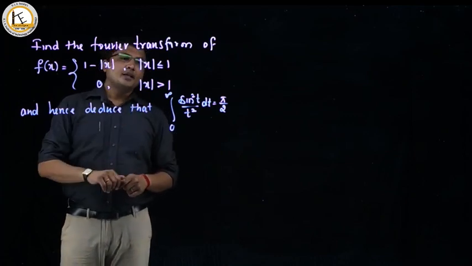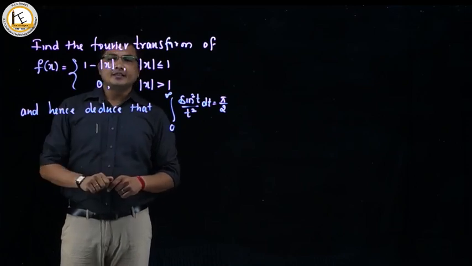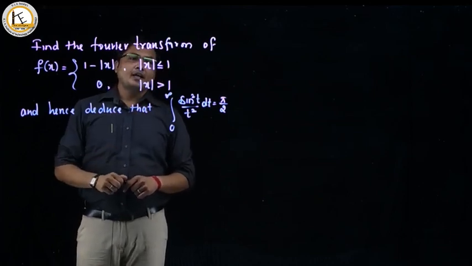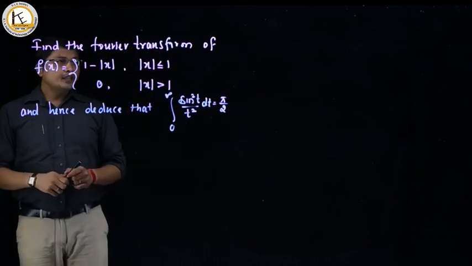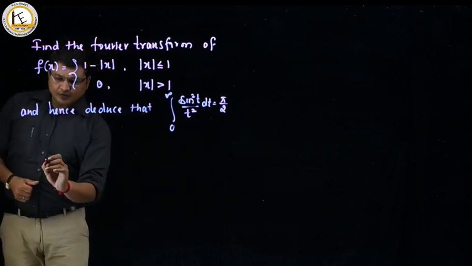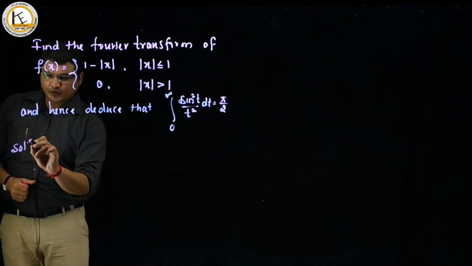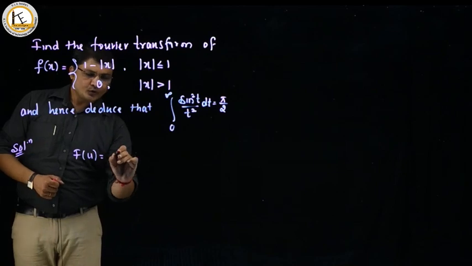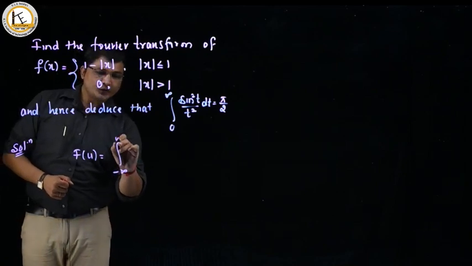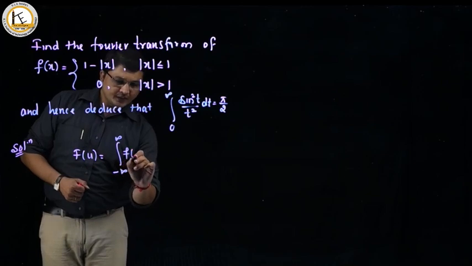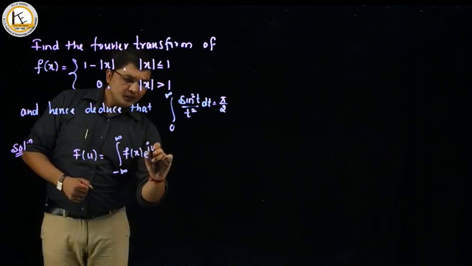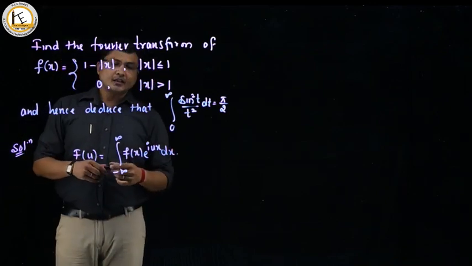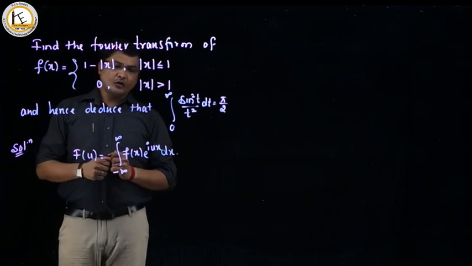And since for mod x greater than 1 the function is defined as 0, therefore the limit of this function lies between -1 and +1. And since we are finding the Fourier transform, we have a Fourier transform of f of x, denoted as F of u, equal to integral from minus infinity to plus infinity of f of x into e raised to iux with respect to x. So this represents the Fourier transform of the function f of x.